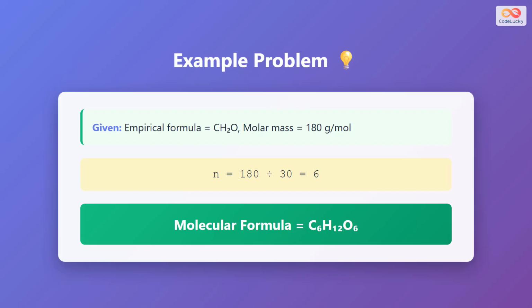Now divide the molar mass by the empirical formula mass. 180 divided by 30 equals 6. So n equals 6. Finally, multiply each subscript in the empirical formula by 6 to get C6H12O6, which is glucose. This is how you determine any molecular formula from empirical data.